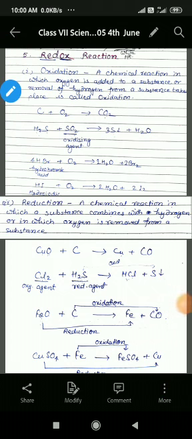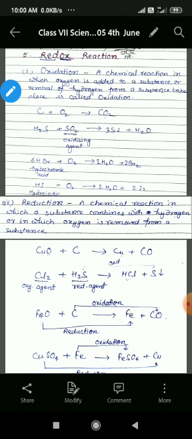Thus students, this is also an example of oxidation reaction. And the third example you can see, HBr plus O2, that means hydrobromic acid when it reacts with oxygen. In this case also you can see oxygen is being added. So here addition of oxygen is there, hence this is an example of oxidation.